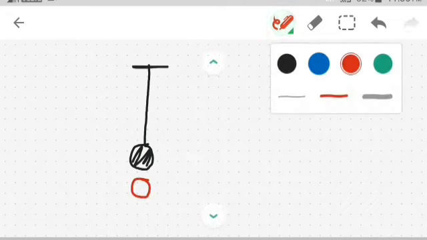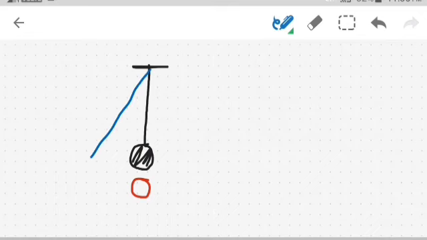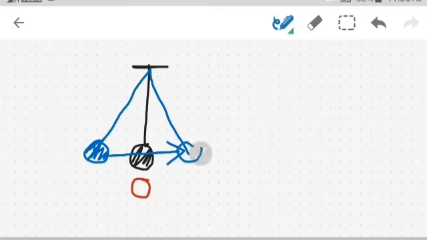Now we displace it into this position. If we release it, what will happen? The bob goes in the right direction, and again it comes back to the previous position and it continues. This motion is also a vibrational motion.